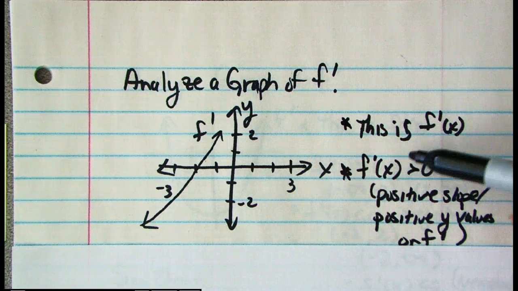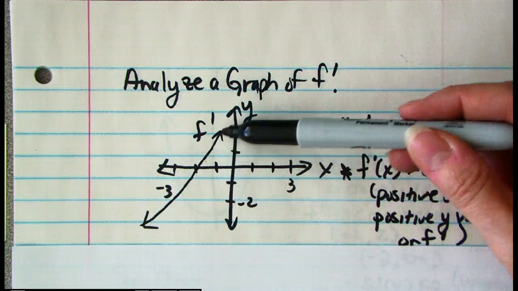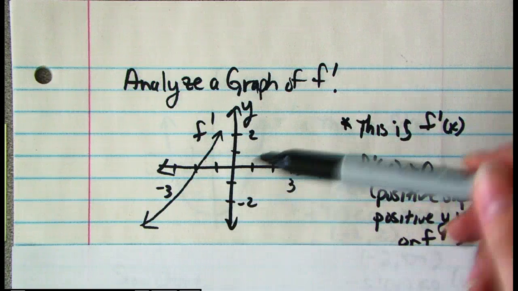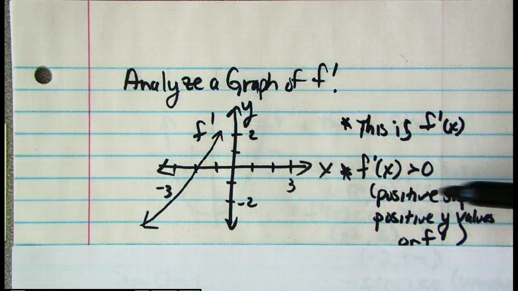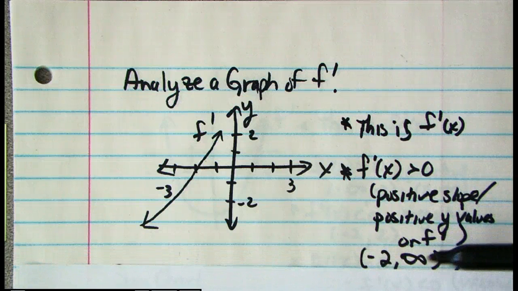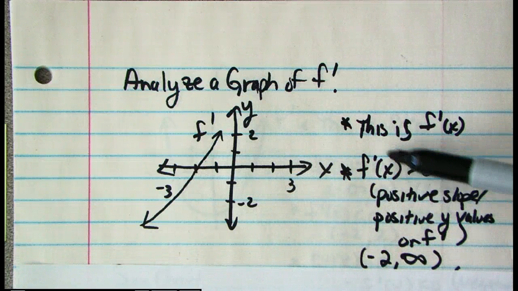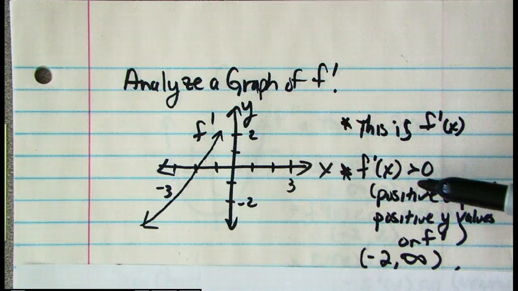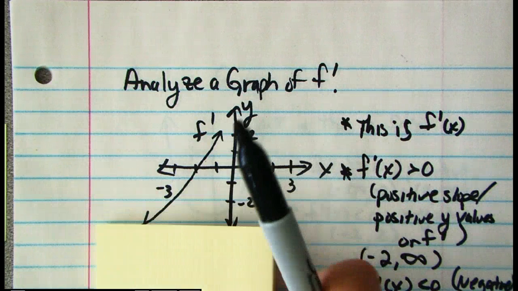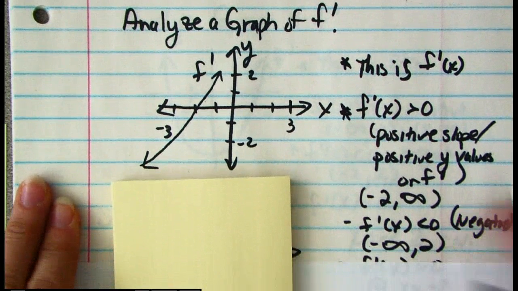Next, if f prime of x is greater than 0, in other words, my y's are greater than 0, that's right here, right? Aren't all of these f prime of x, all my y's for these x's, greater than 0? That means it's positive slope values, positive y values of f prime. So on the interval negative 2 to positive infinity, all of my slope or y values are positive.